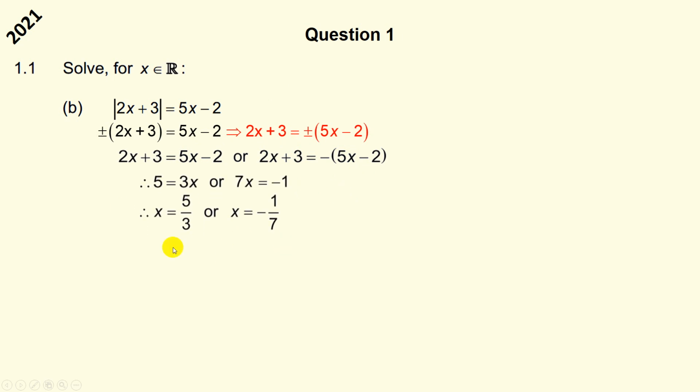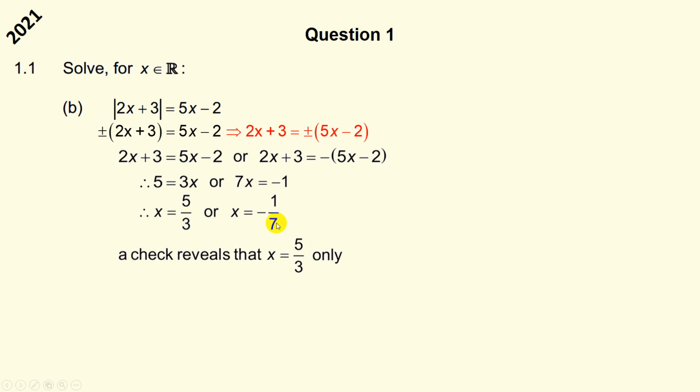And solving those equations, we get 5 over 3 and negative 1/7. But remember now that in the case of absolute value equations, we need to test our answers. We need to put our answers back into the equation just to see if they are true. And in fact, that check reveals that negative 1/7 will not work, and it's only 5 over 3.